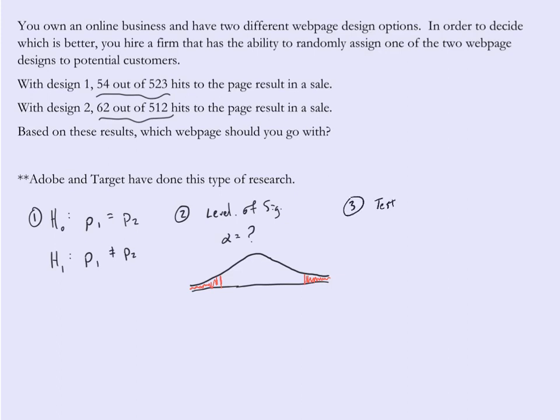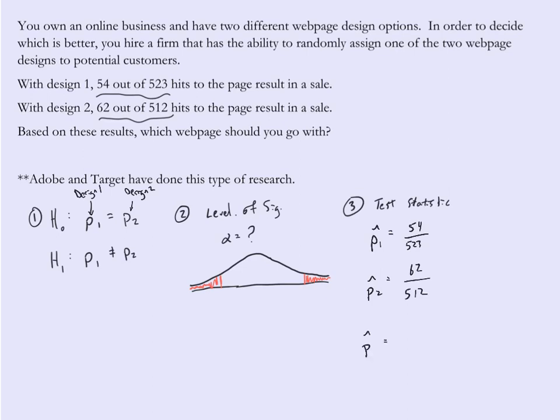Test statistic. Okay, so for this, we need our different proportions. Oh, and one thing I didn't do, it's maybe obvious: P1 is going to be design 1, and P2 is design 2. We should label that here. All right, so let's say P1 hat is 54 over 523. P2 hat is 62 over 512.